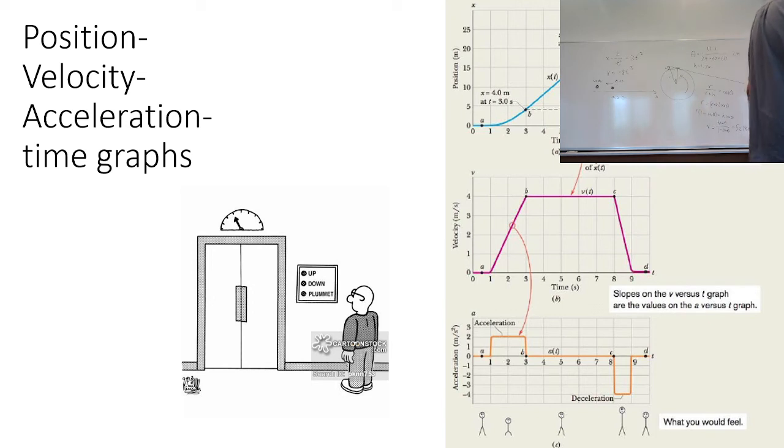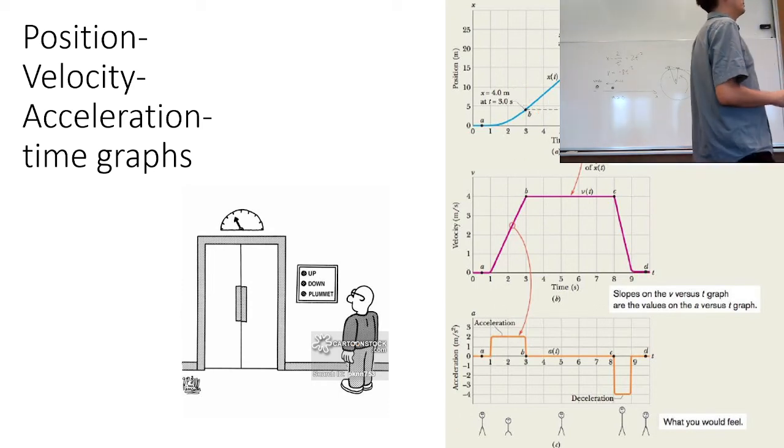So there are 3 different types of graphs that you can draw with respect to this kind of thing. Position versus time graphs. That's the one that we already encountered. That's the one at the top there.